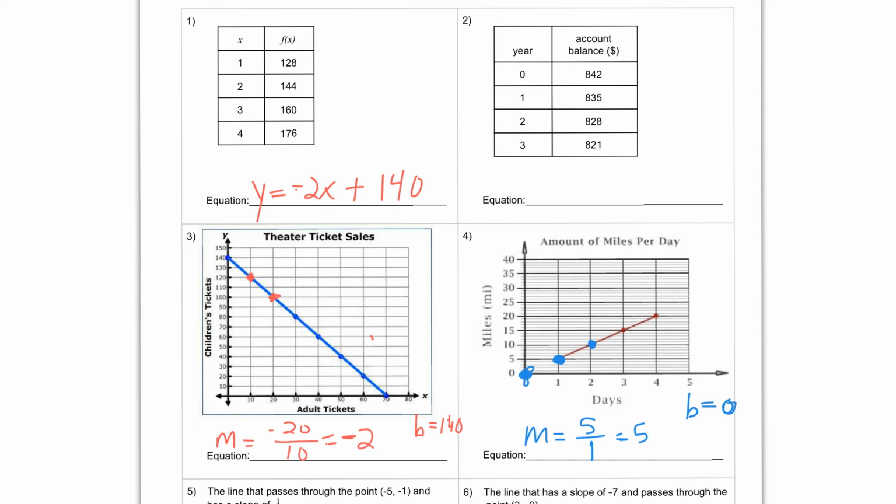So my answer for number 4, I'm just going to put up here again because we did work down here. And I get an answer that y equals 5x plus 0. So just like in questions number 1 and 2, if you are missing the y value, or the y-intercept when x is 0, you're going to have to go backwards in order to find it.